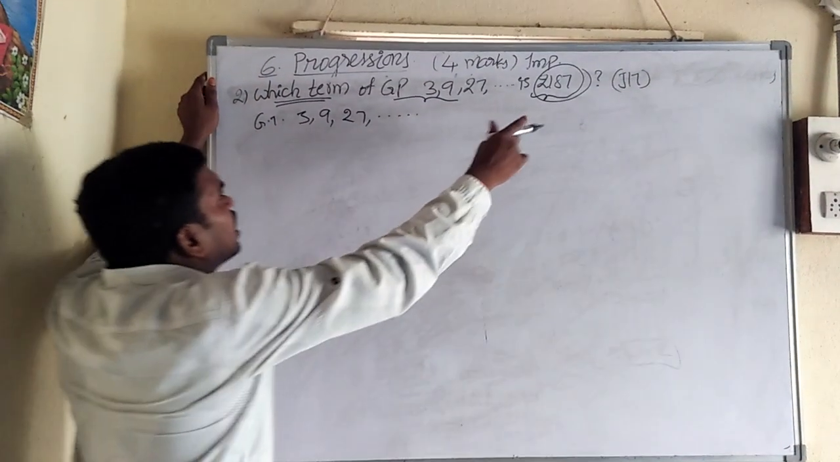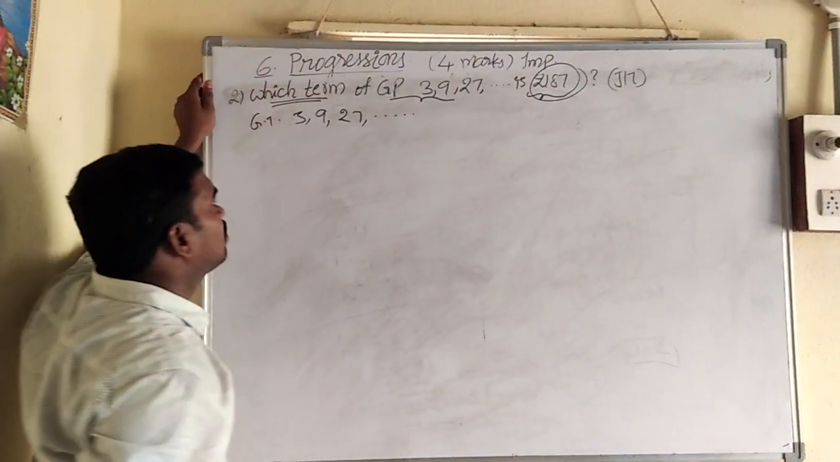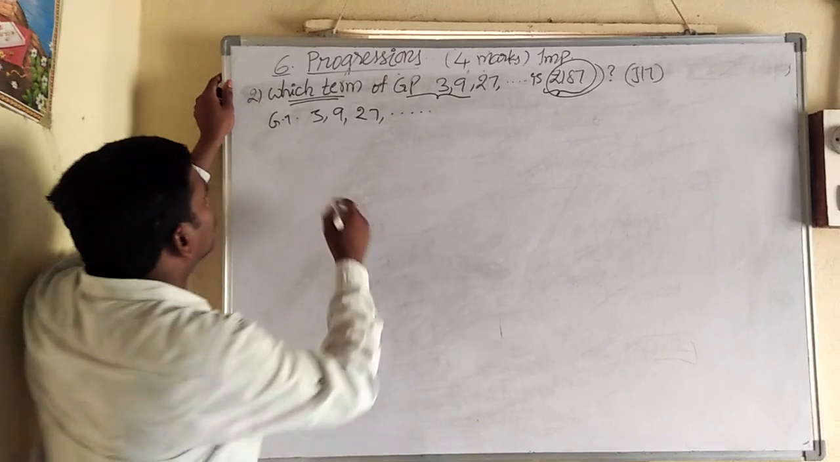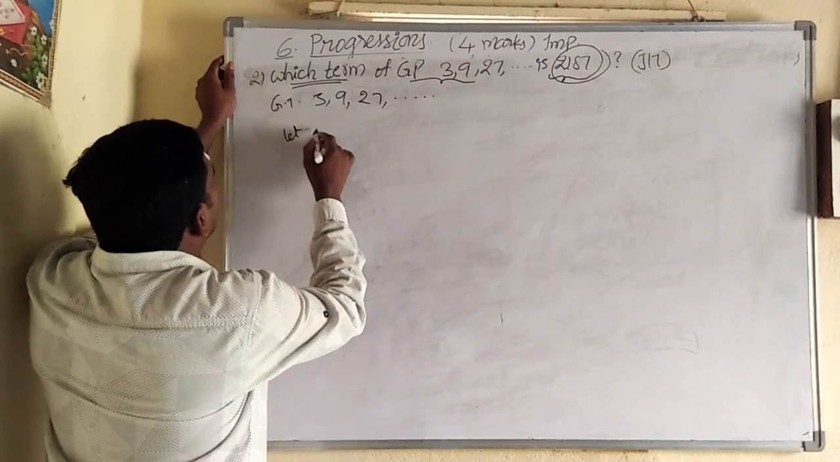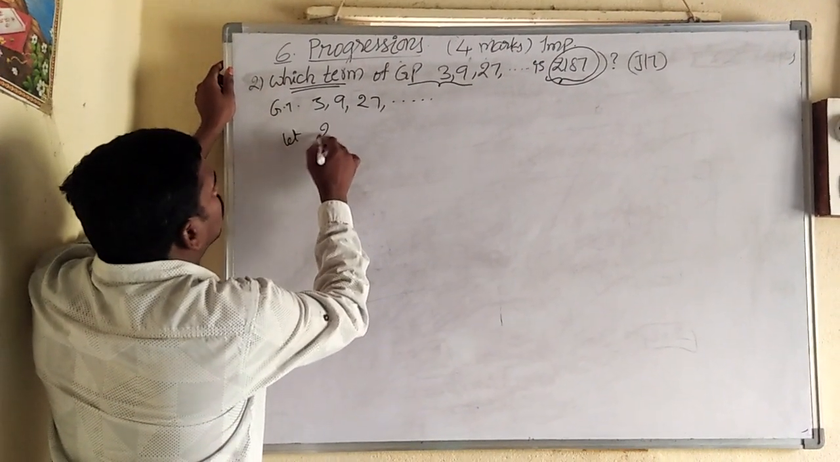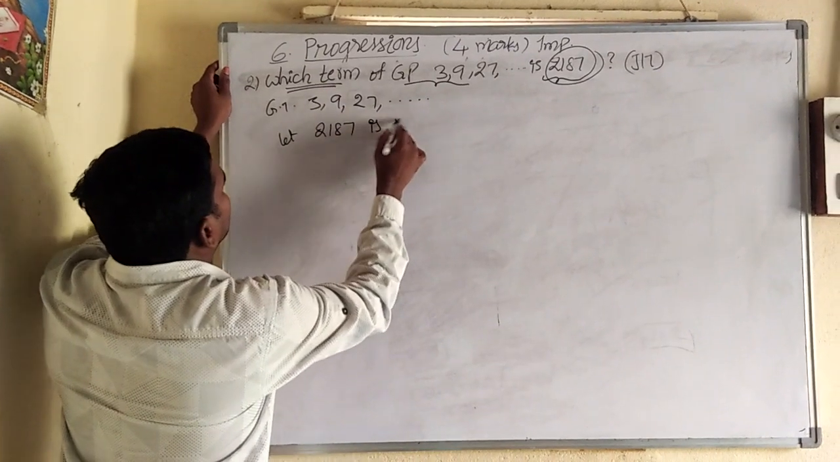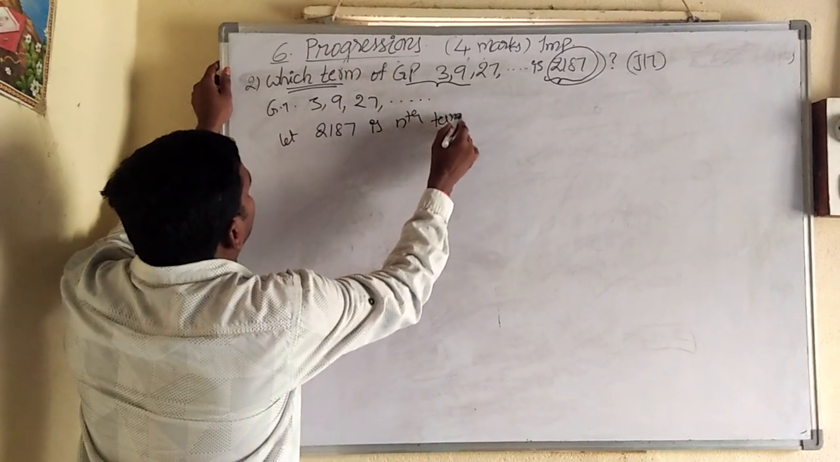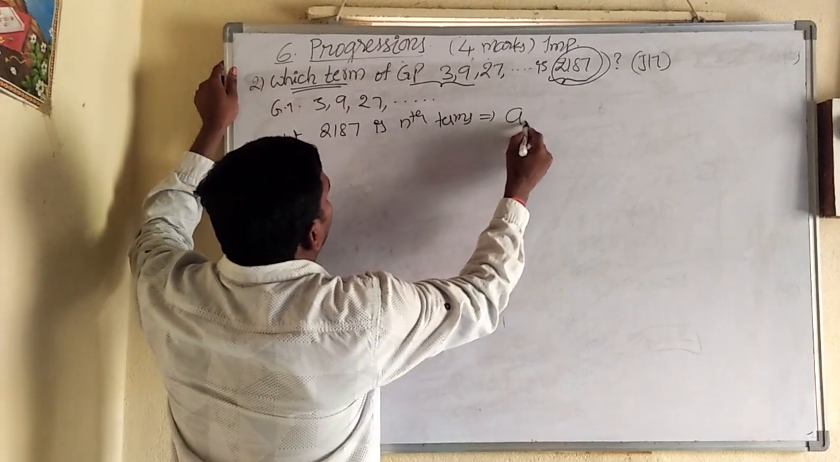So let us take, for example, that this is the nth term. Let 2187 be the nth term. So that implies an equals what?